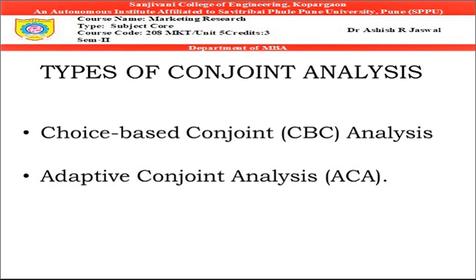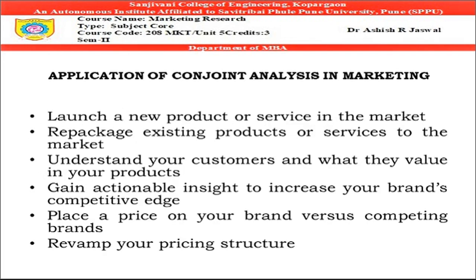Adaptive conjoint analysis is applicable for product design and segmentation research, but cannot be used for determining the ideal price. That is what we need to understand. With this, let us move forward and try to understand what are the different applications of conjoint analysis in marketing.